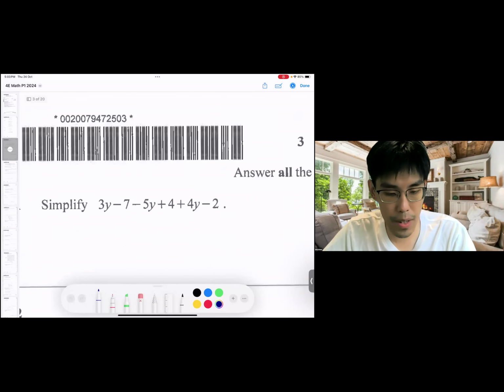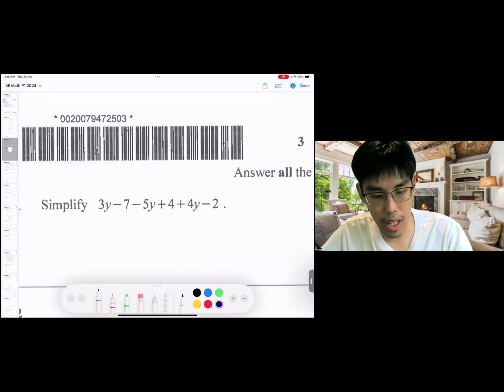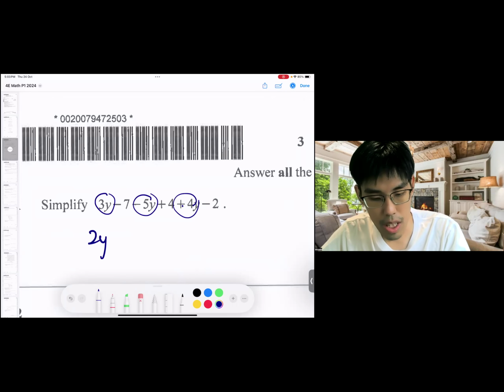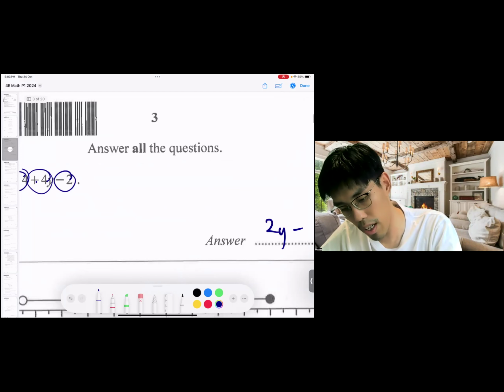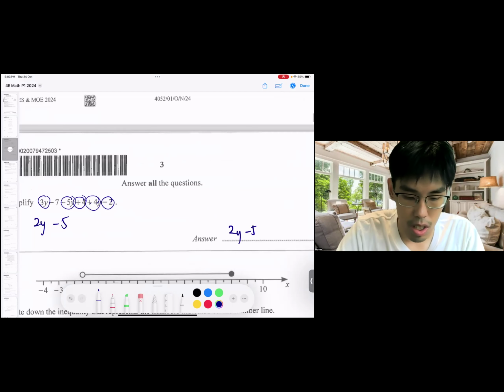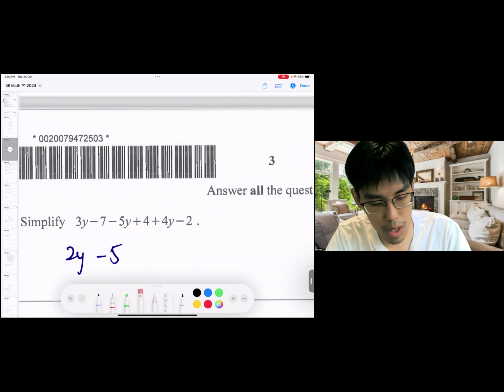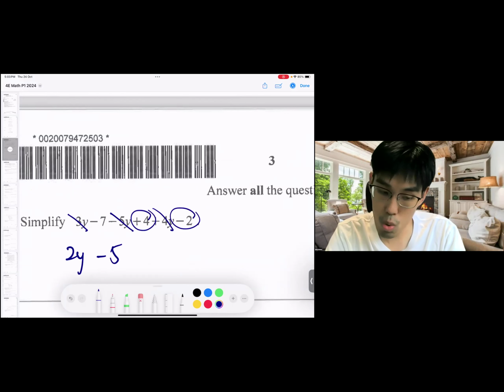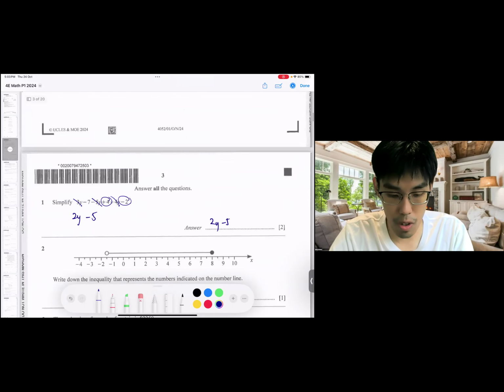3y minus 7 minus 5y plus 4y. So this one is 2y for the y terms: 4 plus 3 is 7, 7 minus 5 is 2y. And the constants: 4 minus 2 is 2... so 2y minus 7 minus... the answer is 2y minus 5. Let me just quickly check again: 4 plus 3 is 7, 7 minus 5 is 2y. 4 minus 2 is 2, 2 minus 7 is negative 5. So this should be correct.